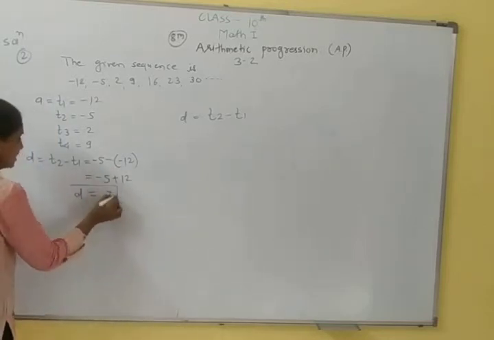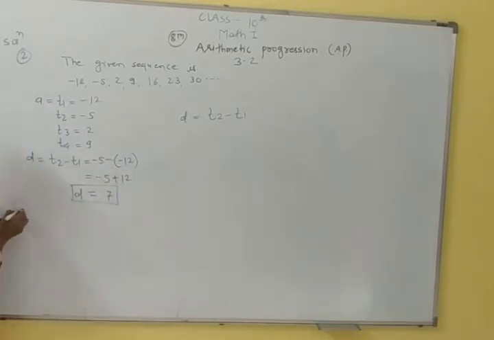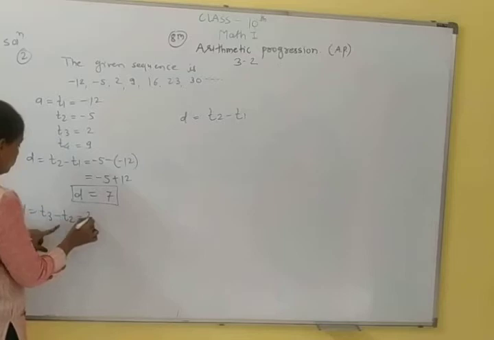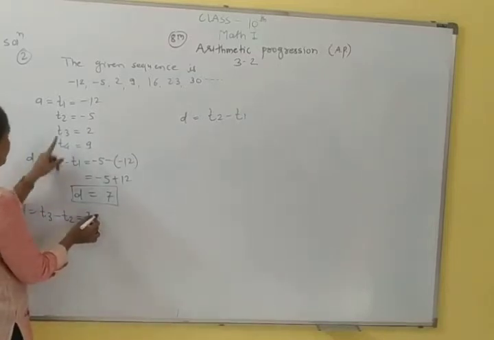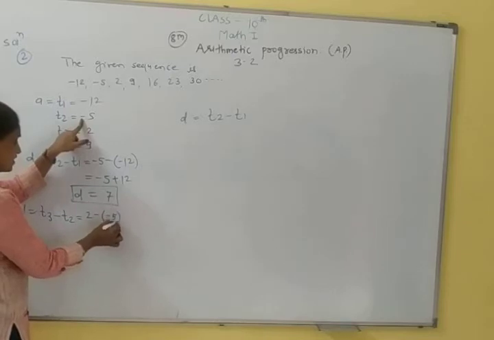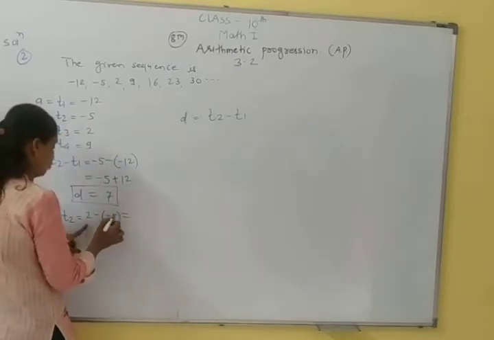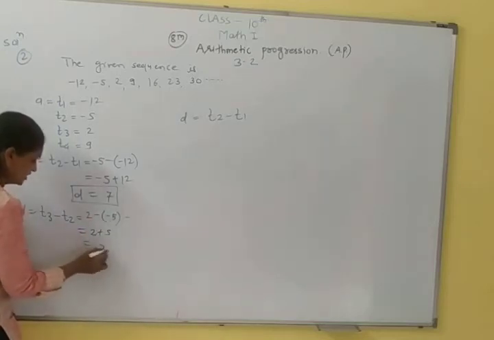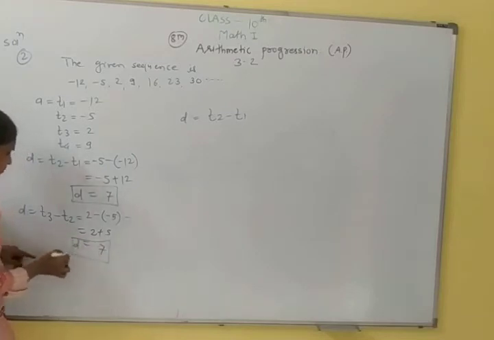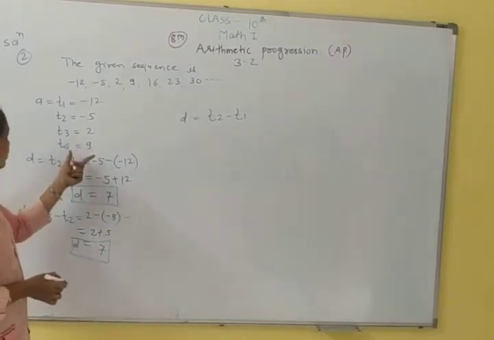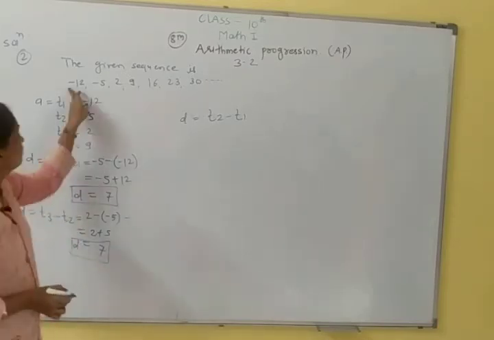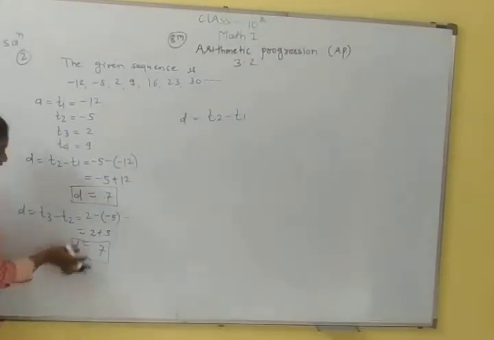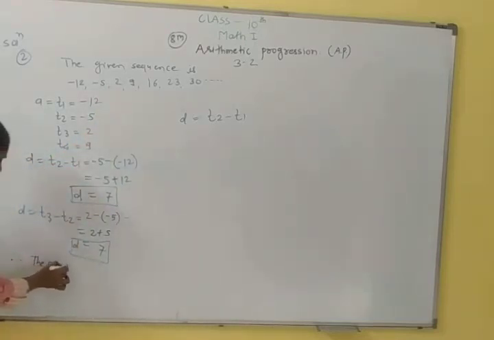Then the difference is 7. Again calculate the second difference, T3 minus T2. T3 is 2 minus T2, which is minus 5. Write minus 5 in brackets. Solve this: 2 minus minus 5, minus into minus plus, 2 plus 5 is 7. So here the difference is 7, difference 7. If the difference is the same, then the given sequence is an AP. So in this sequence the common difference is the same, so this sequence is an AP.